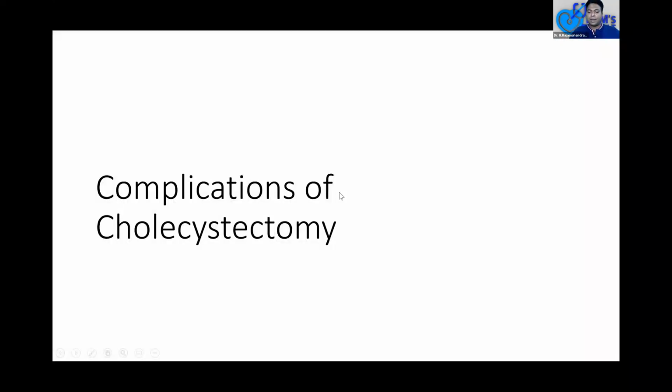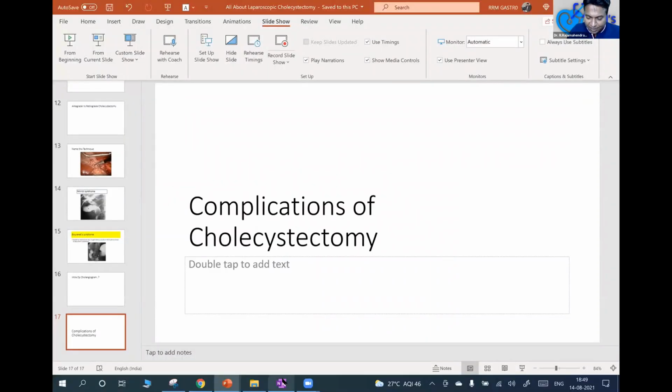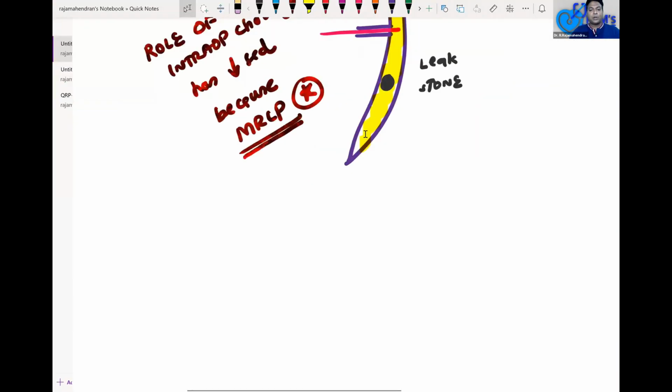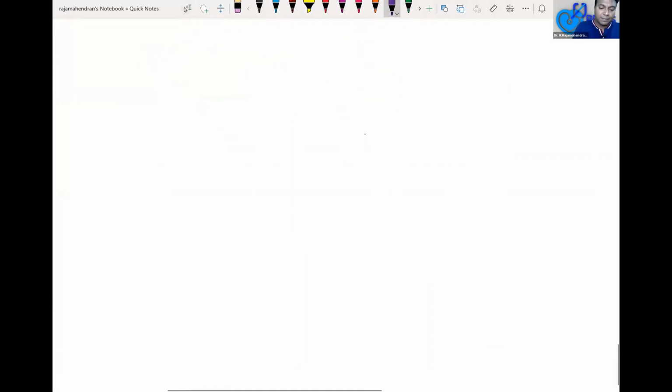Now coming to the topic of complications of cholecystectomy. This is an essential topic for PG aspirants. I'm going to tell you some scenarios in laparoscopic cholecystectomy which are always asked as MCQs in your exams. All these are clinical-based questions in AIIMS and other institute exams. I'll tell you each and every scenario one by one.